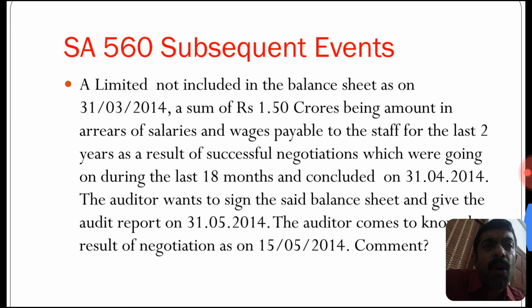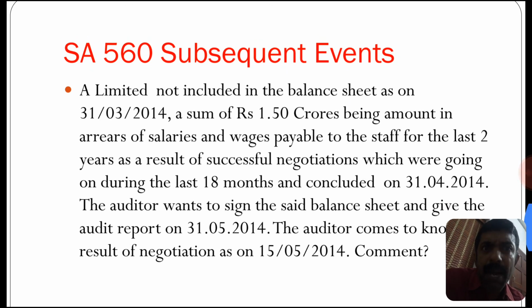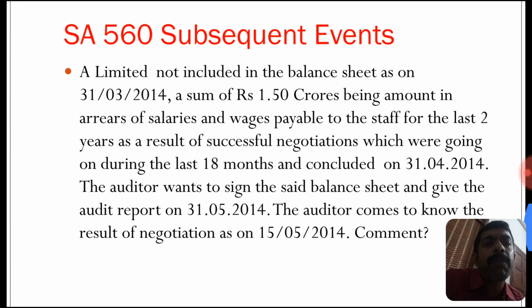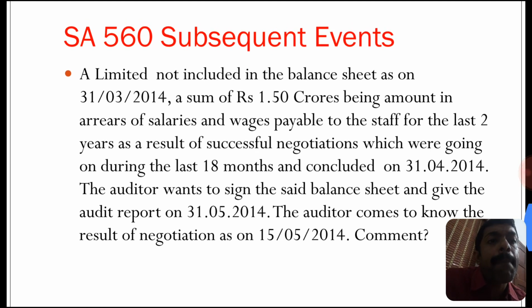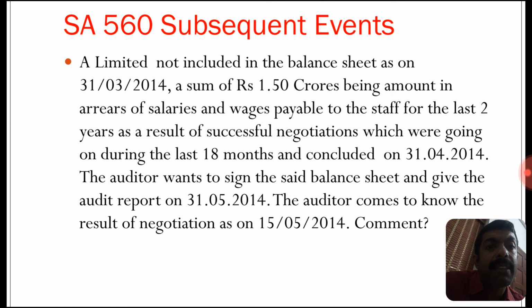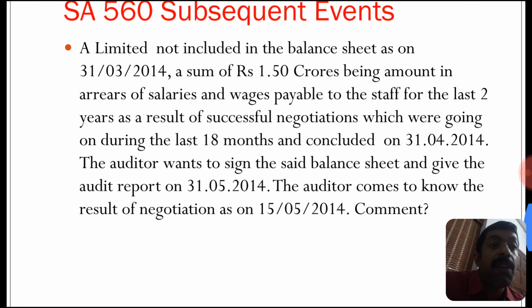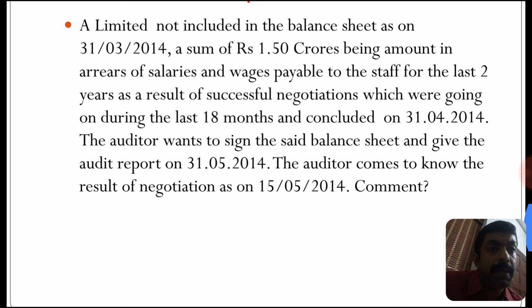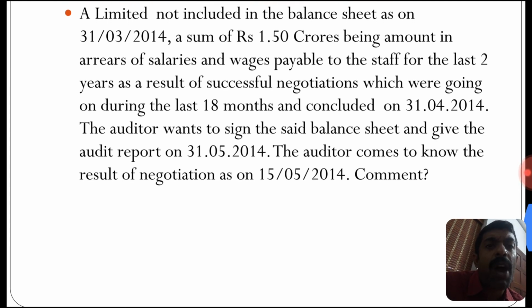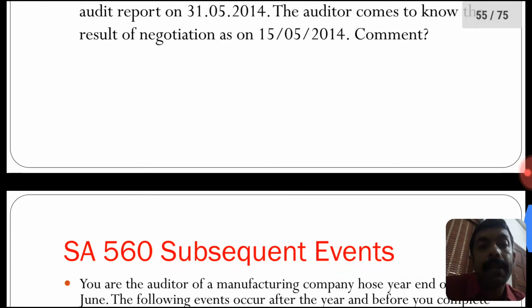A Limited has not included in the balance sheet as on 31st March 2014 a sum of rupees 1.5 crores, being an amount in arrears of salary and wages payable to the staff for the last 2 years, as a result of successful negotiations which were going on during the last 18 months and concluded on 30th April 2014. The auditor wants to sign the said balance sheet and give the audit report as on 31st March 2014. The auditor comes to know the result of the negotiation on 15 May 2014. Comment.